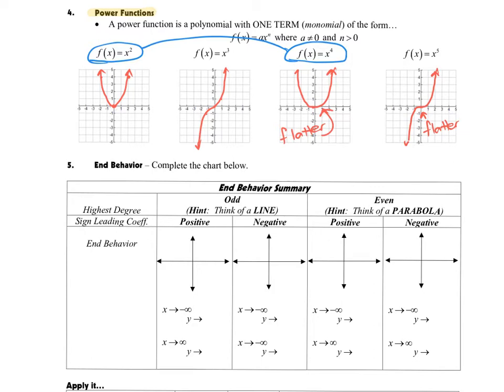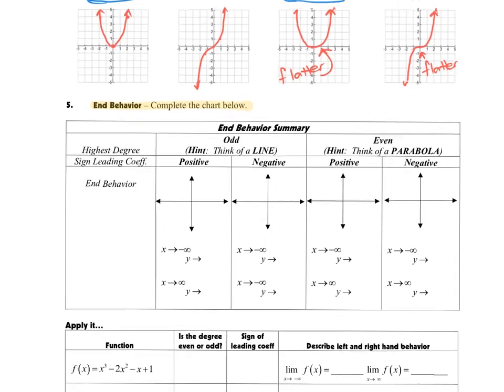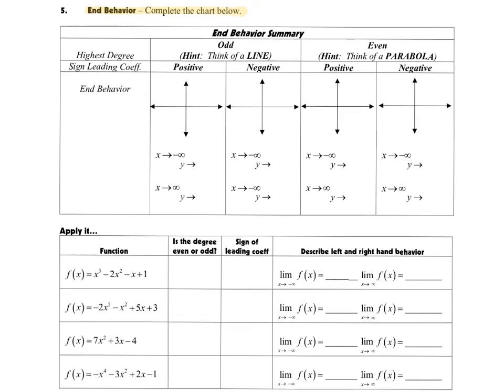Now, the really important part on this page is understanding our end behavior. This end behavior is very, very crucial because it's going to allow us to do almost all of our sketches. So some of this is going to be very familiar to you, and then our limit notation will be new. So let's talk about the parts that are the same, things that you already know. What we're going to look at is our highest degree, and the sign of the leading coefficient.